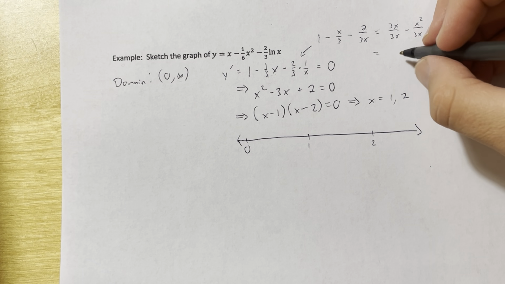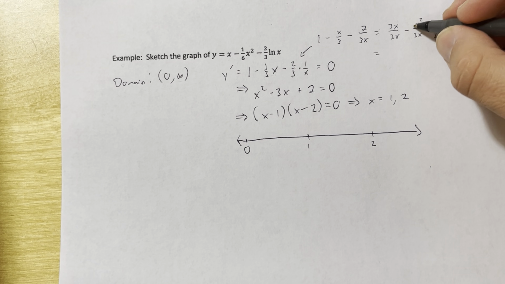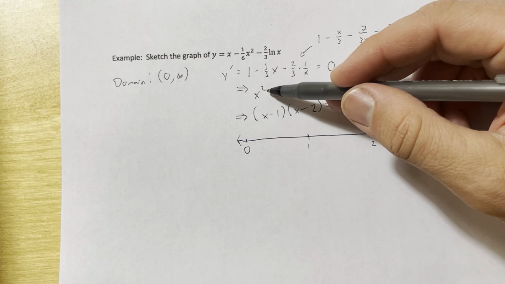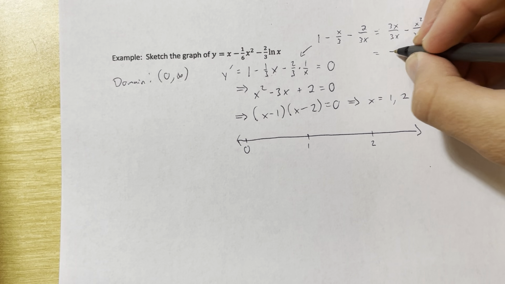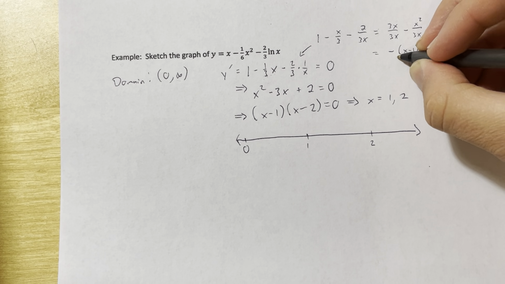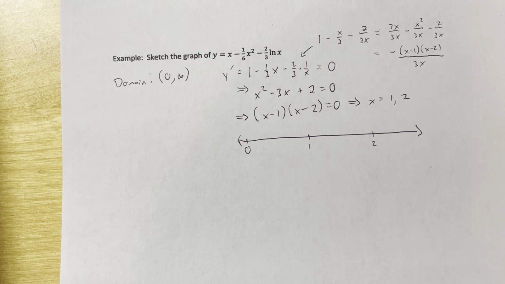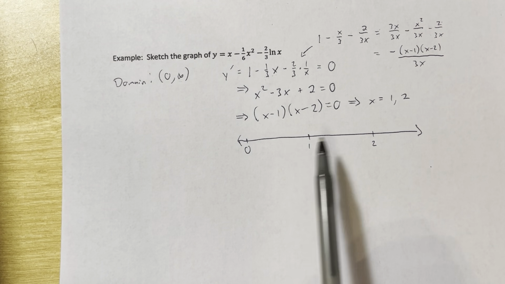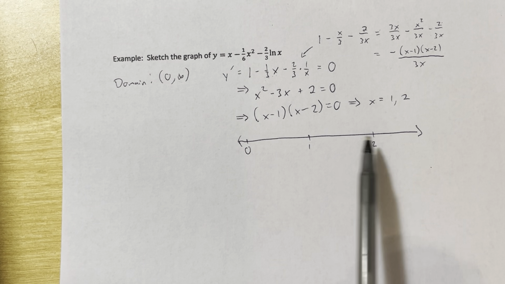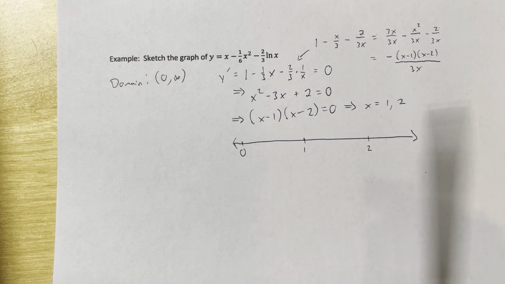which is equal to negative x squared plus 3x minus 2, over 3x. That's the opposite of this, so I could write that this way: negative x minus 1, x minus 2, all over 3x. The reason I'm doing that is because it's easier to check for increasing or decreasing using this version of that derivative.